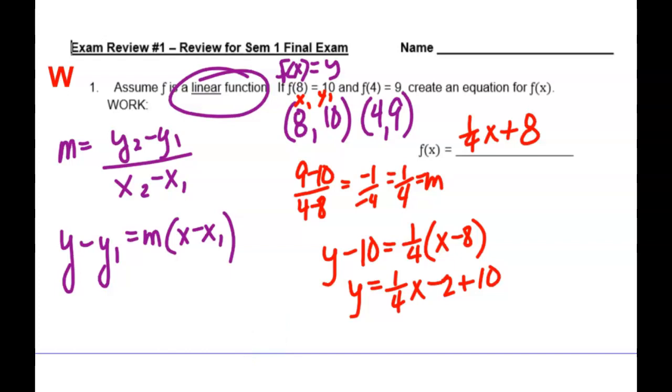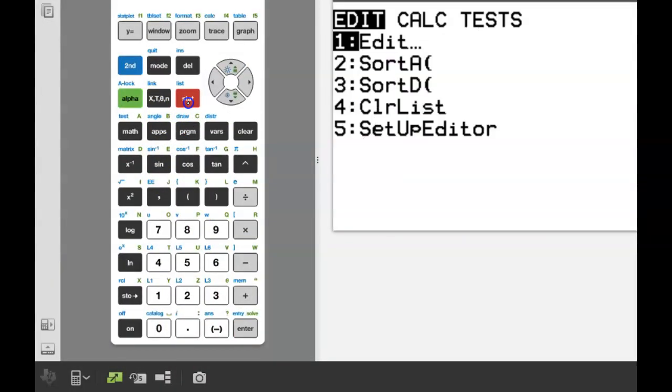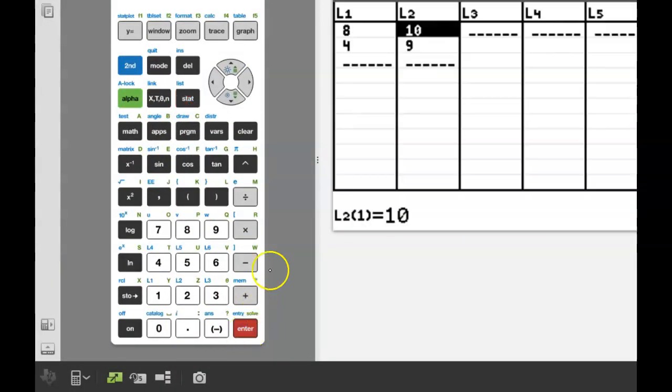The other way you could do that is to go to list 1 and list 2, if you remember how to do this. This would be 0.810 and 0.49. So you would enter, enter to get to the list. 8, 10, and 4, 9. Do you remember doing this? Maybe some of you?